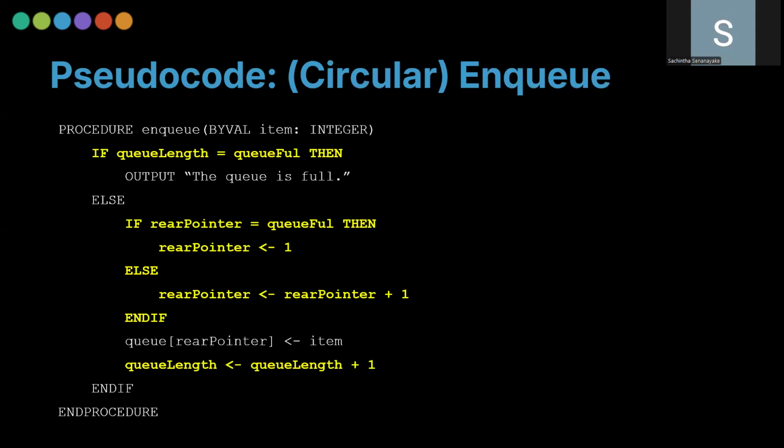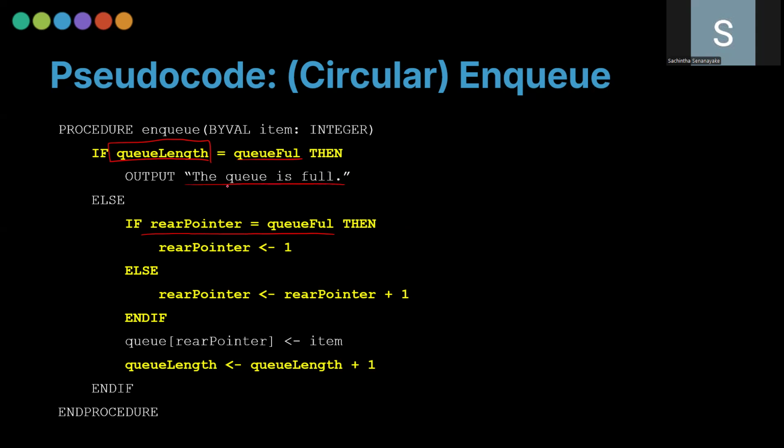When you do circular enqueue, guys, when rear pointer equals queue full, you don't declare that the queue is full. The queue is only full when this new variable called queue length, which increments each time an item is added and starts at 0, is set equal to queue full. Only when queue length is equal to queue full do we know that the queue is full.